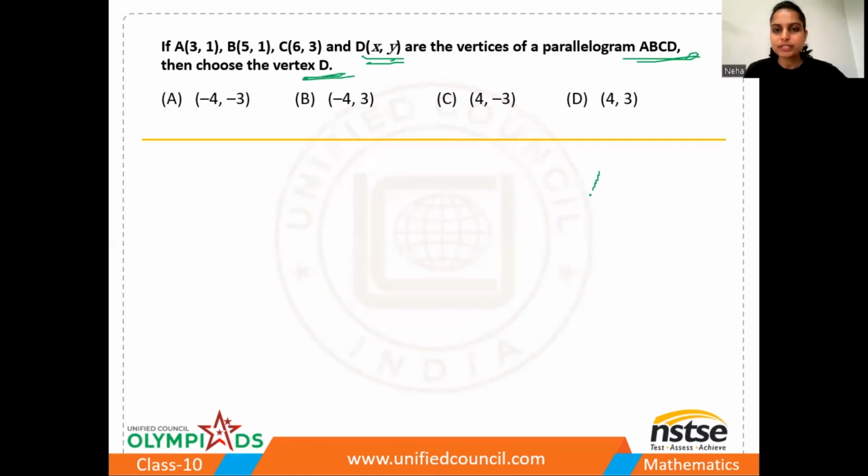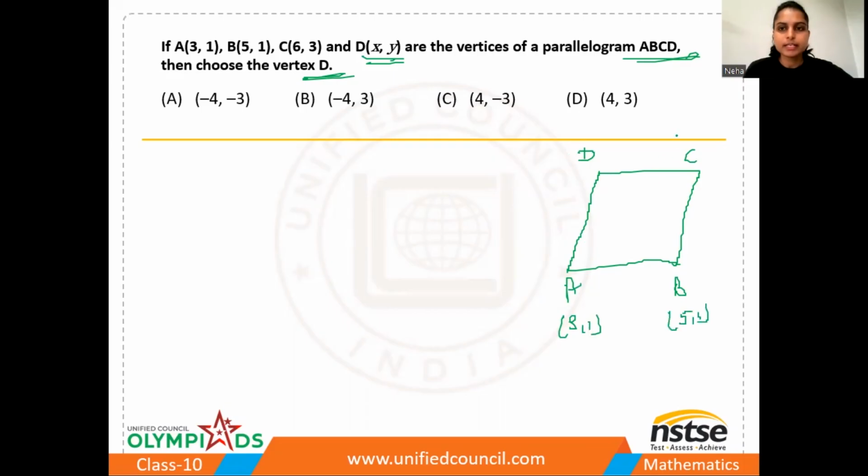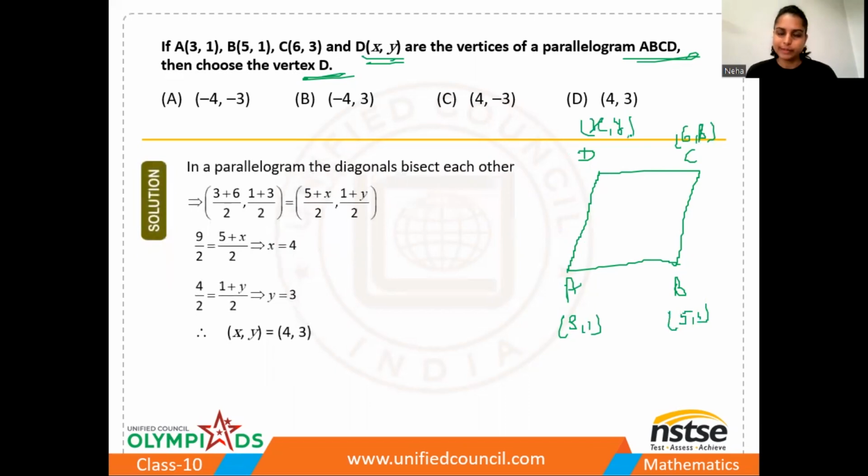So for this, first I need a parallelogram, right? Okay, let's suppose this is a parallelogram. Just imagine that this is a parallelogram because this is a rough diagram. This is A, B, C, and D. Coordinates are also given. This is 3, 1. This is 5, 1. C is 6, 3. And D is x, y, which you have to find out. Okay, so this question is quite calculative. So let me present the calculations here.